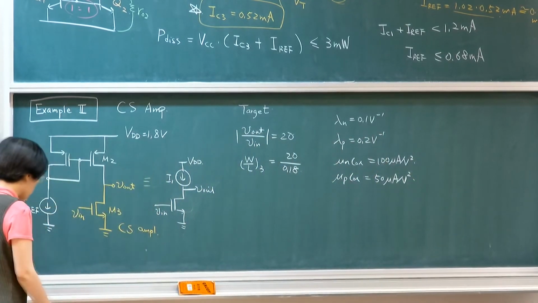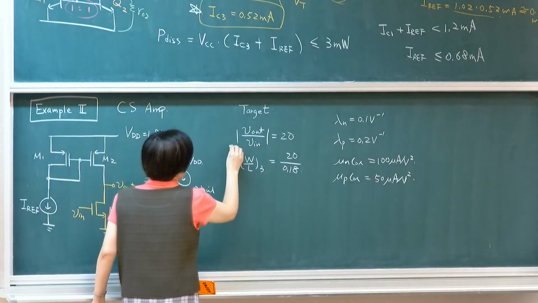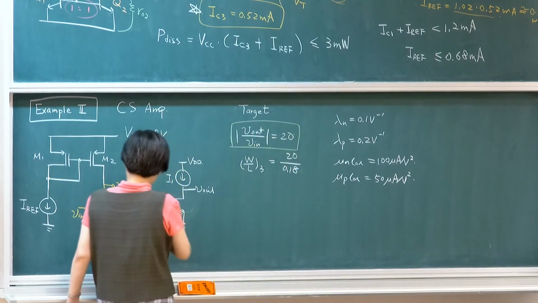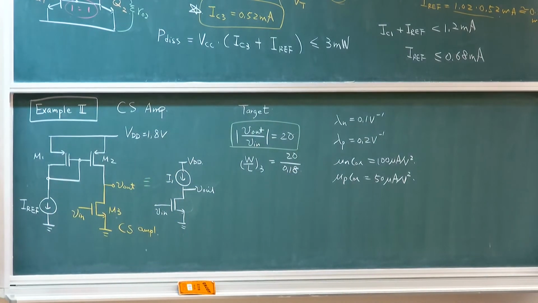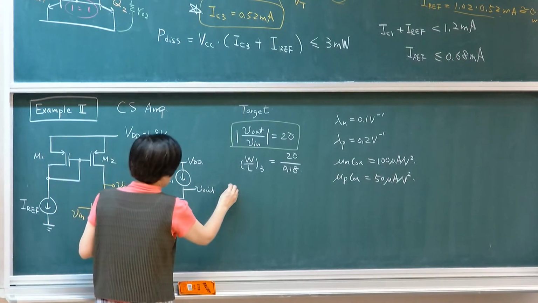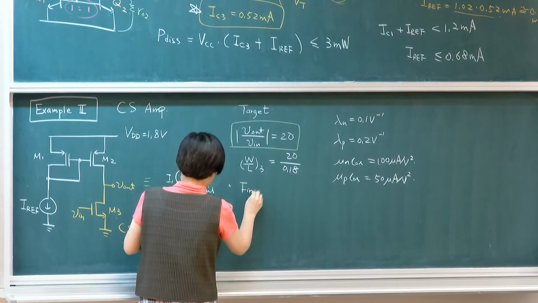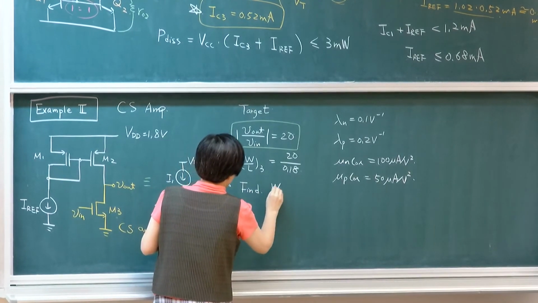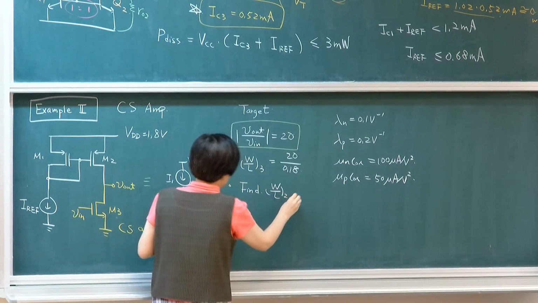So to reach this target, with the size of M3 already chosen, we want to make sure that you find the ratio W over L to design your current mirror.